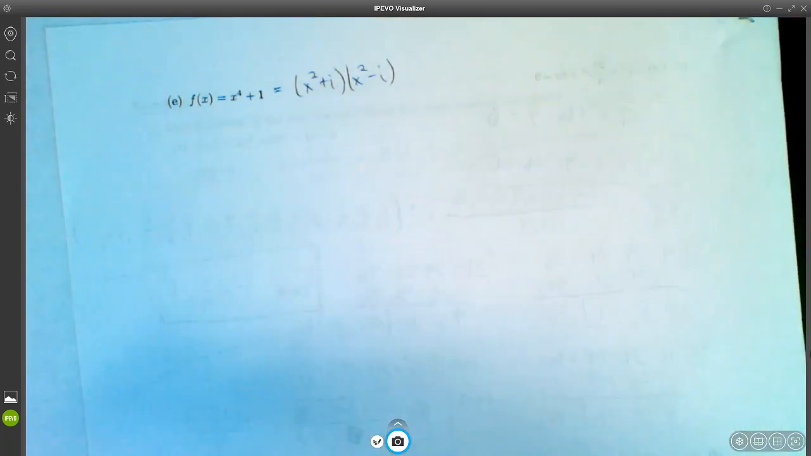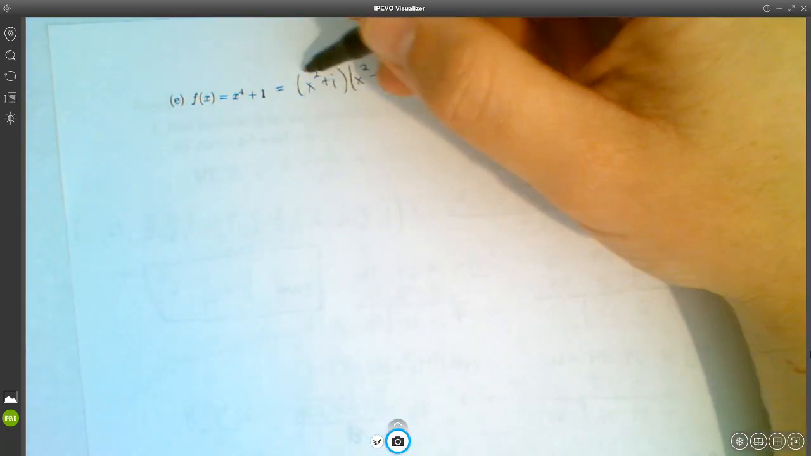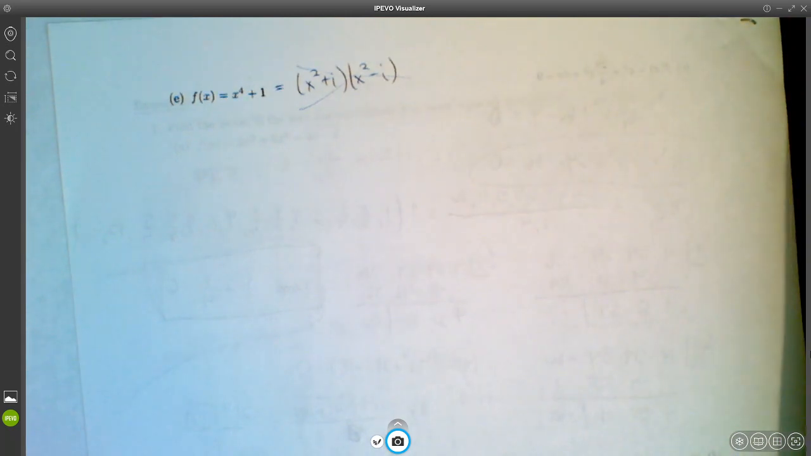It's like you end up having to take the square root of i, and we don't really know how to do that. So that approach isn't really going to work yet. We'll talk about that in a little bit more detail. But for now, we're stuck using that approach.